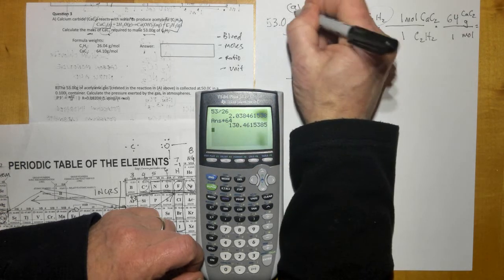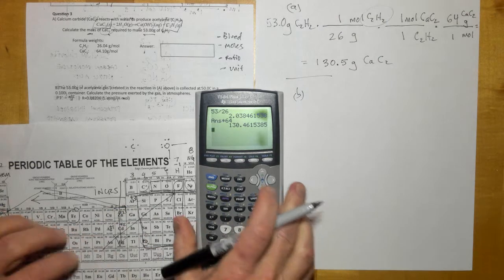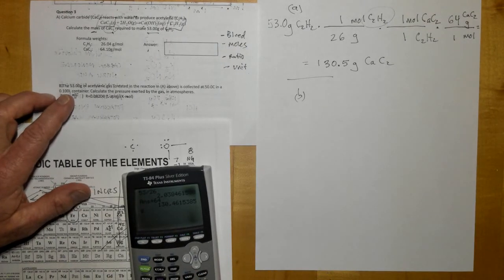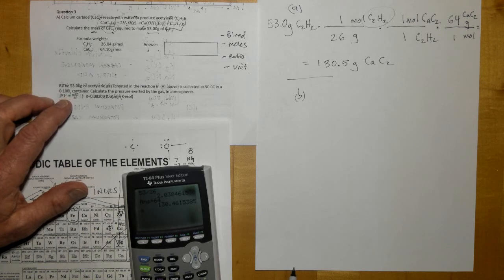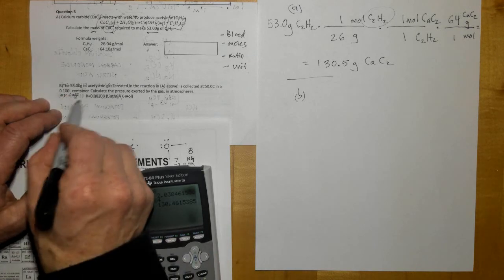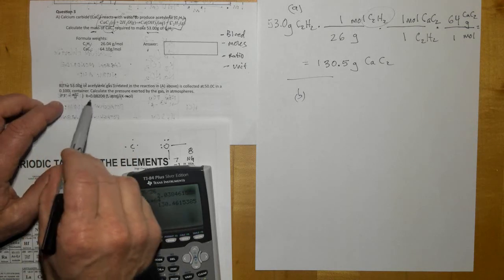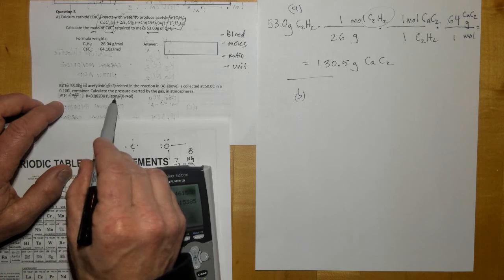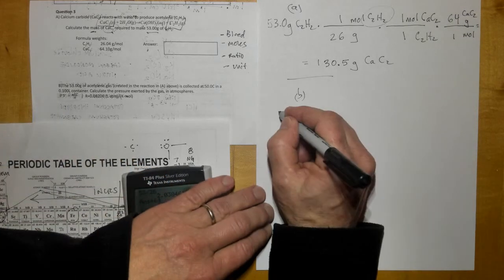That's part A. Part B says the 53 grams of acetylene, this created in reaction A, is collected at 50 degrees Celsius in a 0.1 liter container. Calculate the pressure exerted by the gas, and they give us this really nice little equation right down here, and they give us an R even, and they want the pressure in atmospheres, so they give us the R in atmospheres right here. So organize your data first.